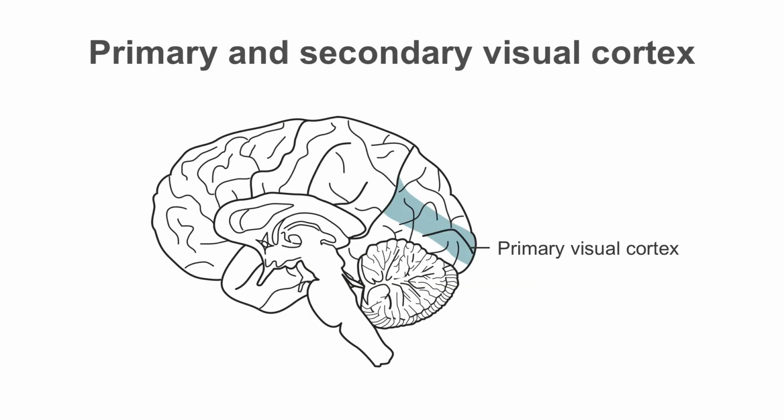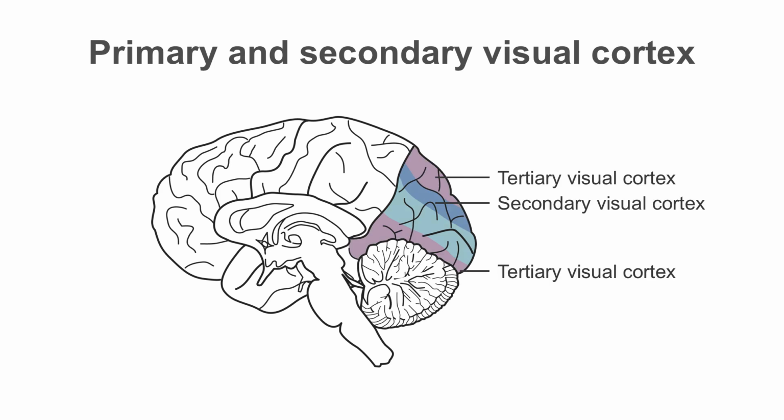The primary visual cortex, Brodmann's area 17, occupies the upper and lower lips of the calcarine sulcus on the medial surface of the hemisphere. This is called the calcarine cortex. As its name suggests, it is the primary brain region involved in vision.